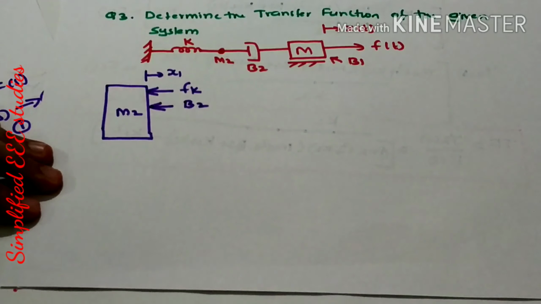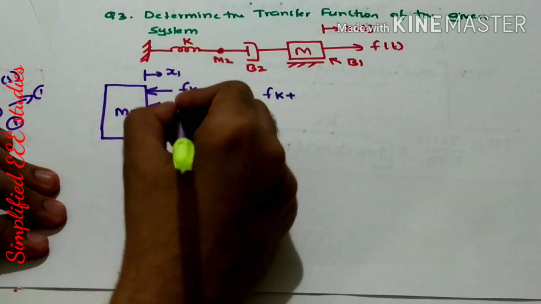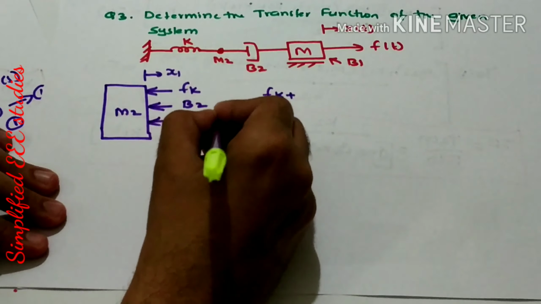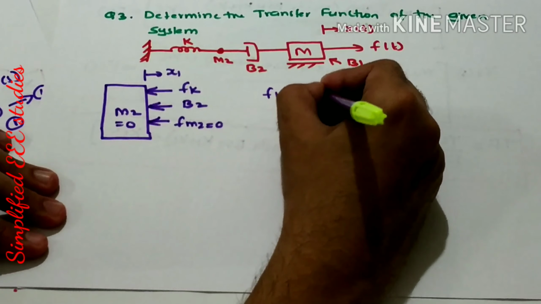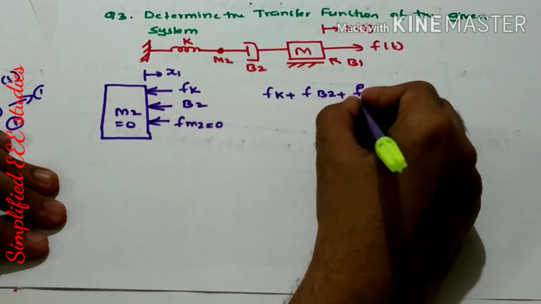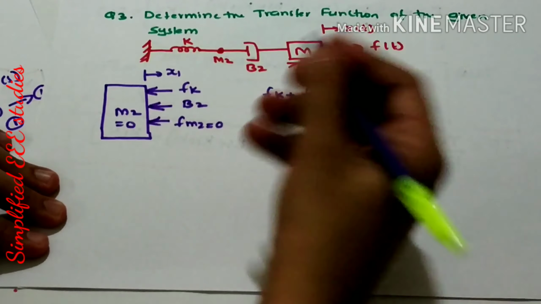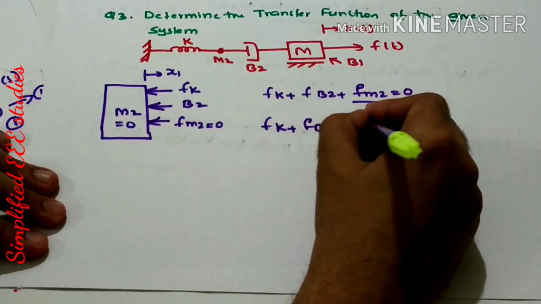Now we can apply D'Alembert principle. Let us apply the D'Alembert principle. Fk plus one more force is actually acting, Fm2, but Fm2 is equal to 0. Fk plus Fb2 plus Fm2 equal to 0. Here we are putting Fm2 equal to 0, so only two forces will be acting: Fk plus Fb2, that is equal to 0.